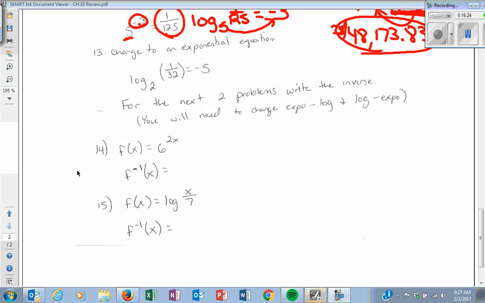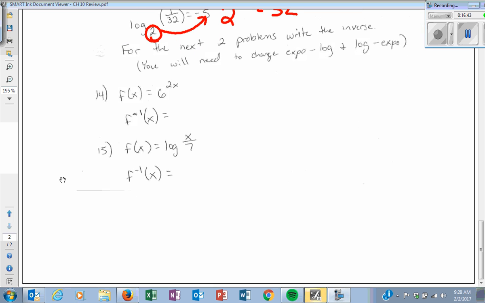2 to this power should equal that. So 2 to the -5th equals 1/32. And you can check that in a calculator. You can raise to the -5 and get an approximation as a decimal. You can then take 1, divide it by 32, and it should be that same decimal. All right, last 2 questions.